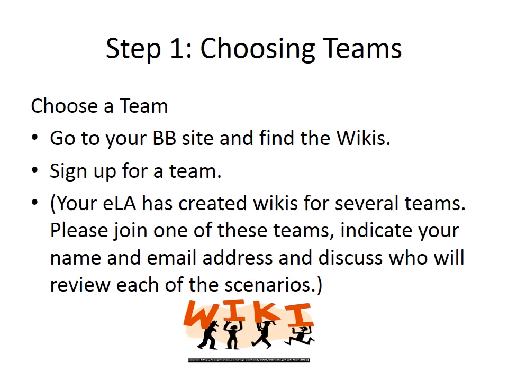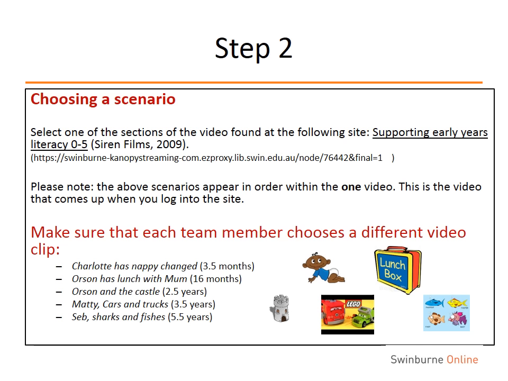Next, each and every one of you has to choose a scenario. There is a film we have called Supporting Early Years Literacy 0 to 5, and in it we have several scenarios, one right after the other. Each member of the team chooses one. No member of a team can choose one another member of the team has. So remember, if a team is made up of 5 people, you're going to be talking about all 5 scenarios. If there are 4 teammates, then you're going to choose 4 of these 5. But each member of the team has his or her own scenario to explain, focus on and discuss.